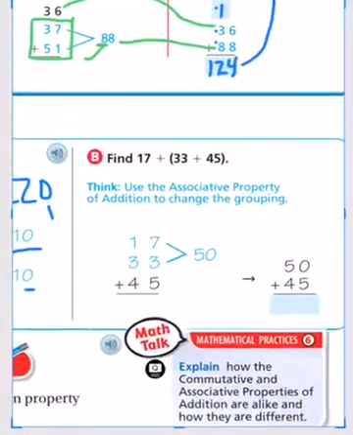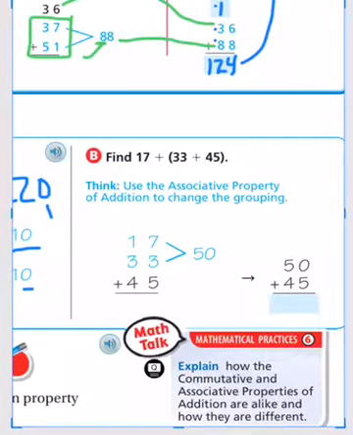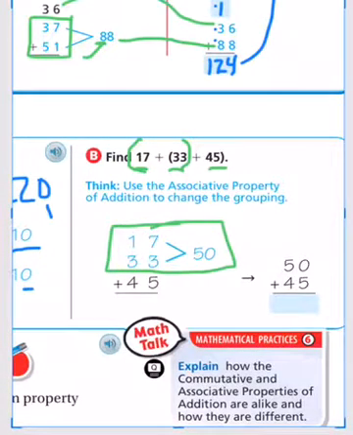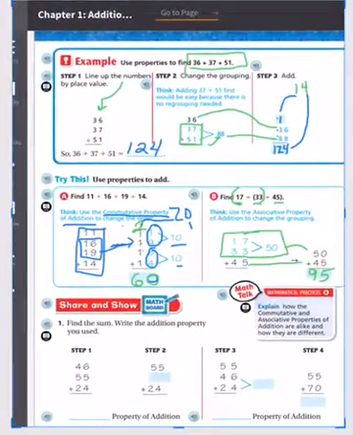Okay. We can also use the associative property of addition to change the grouping. So before, it was 17 plus 33 plus 45, all right? And 33 and 45 were grouped together. We can use the associative property and change that grouping and group 17 and 33 together. They did that here, makes 50. Rewrite the problem, 50 plus 45, and we can add those up. That one's not very common, but you can use that strategy if it makes sense to you and it's easy.